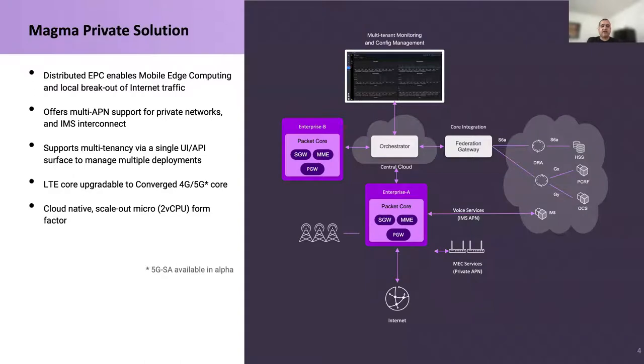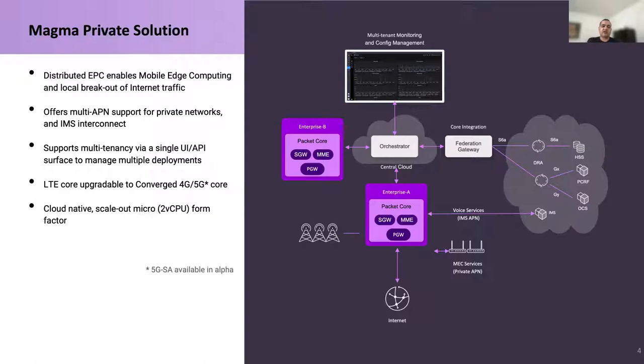A quick deep dive into Magma, the private solution. So the big driver for why Magma is a great fit for a private solution is its distributed form factor. The local breakout at the edge allows enterprises to deploy their own workloads. And this is ideal for IoT and Industry 4.0 type workloads.